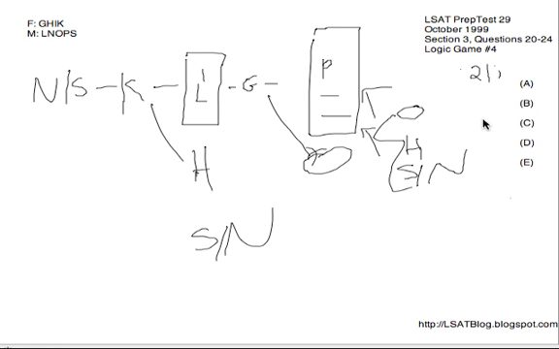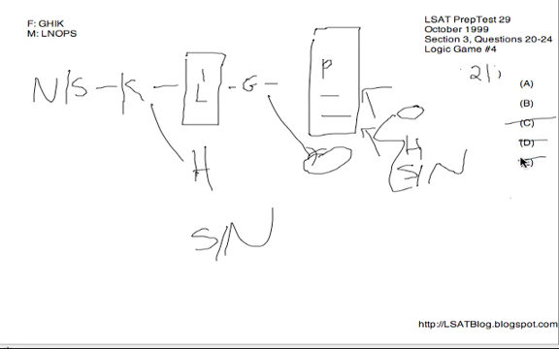Next, number 21, where could G go? So G can't be any of 1, 2, or 3 because IL, K, and N/S must go before it. So any choice mentioning 1, 2, or 3 is automatically eliminated. This gets rid of choices C, D, and E.